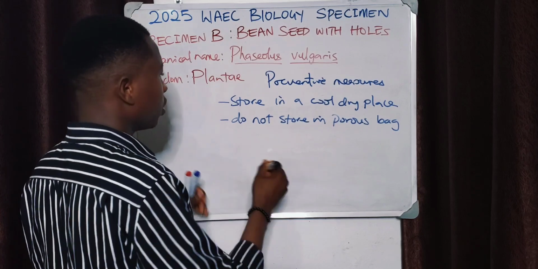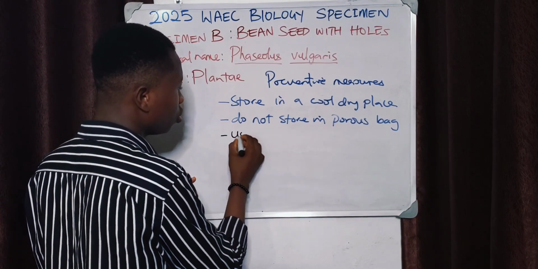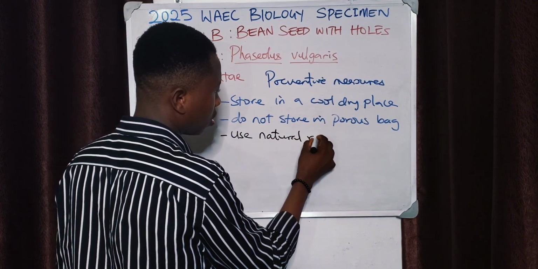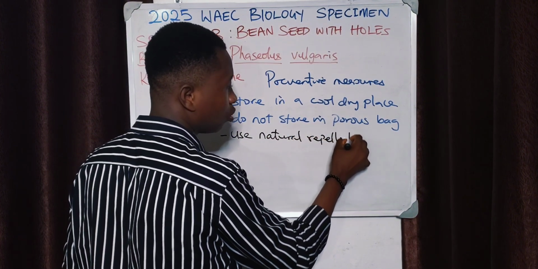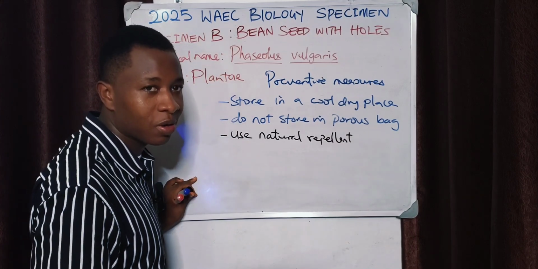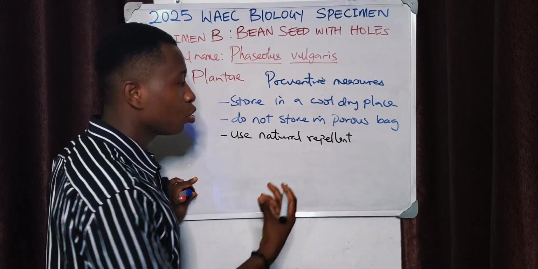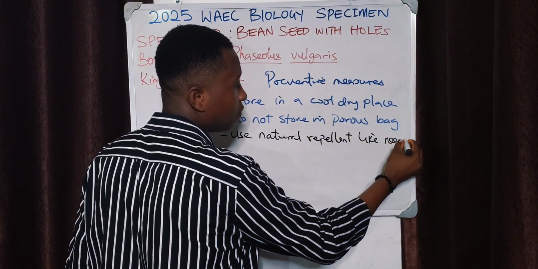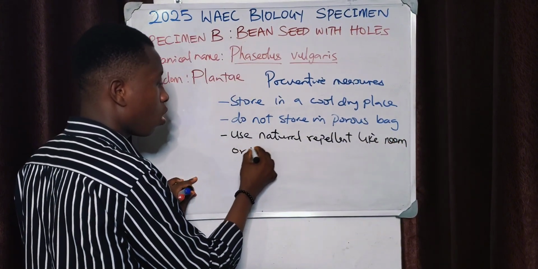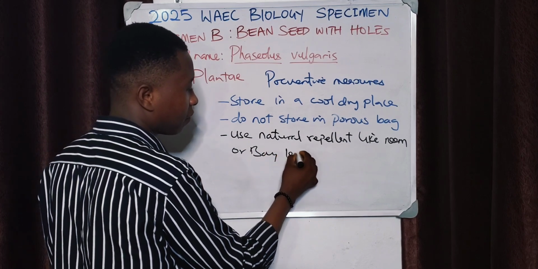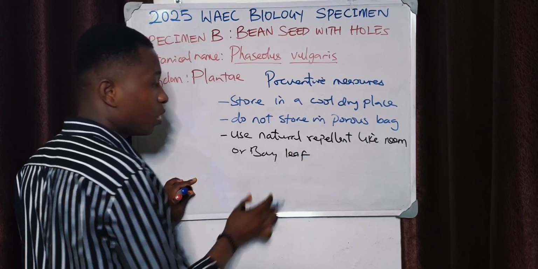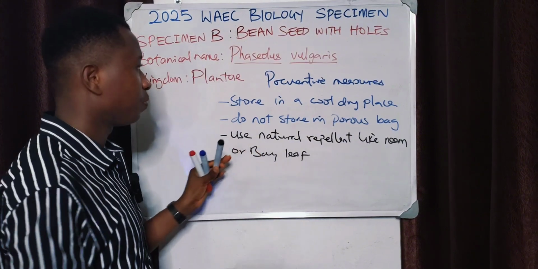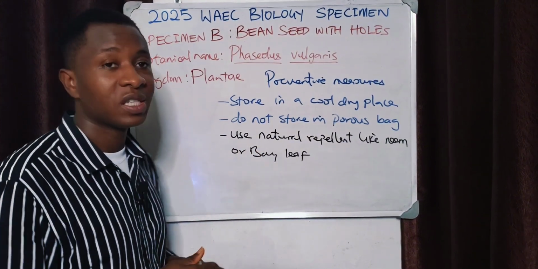Now, another preventive measure is you can use natural repellent. I wouldn't advise insecticide because it is something you want to eat. So use natural repellent like the neem leaf or bay leaf. So the neem or bay leaf are natural repellents. So you can use that for preventing infestation.